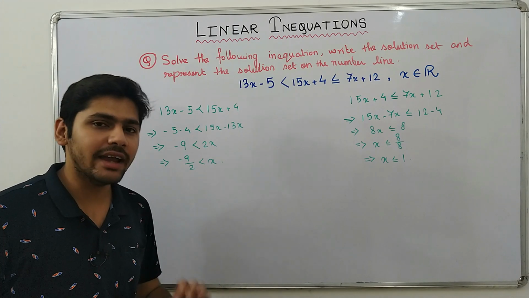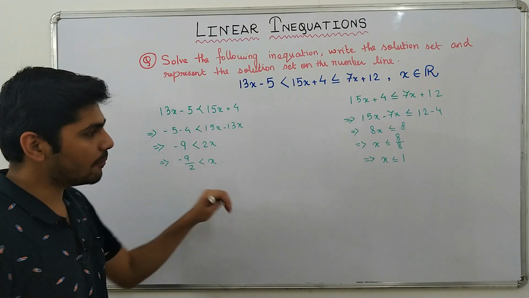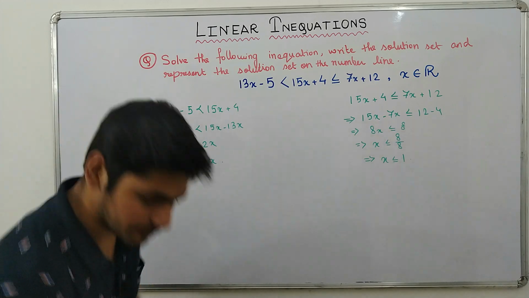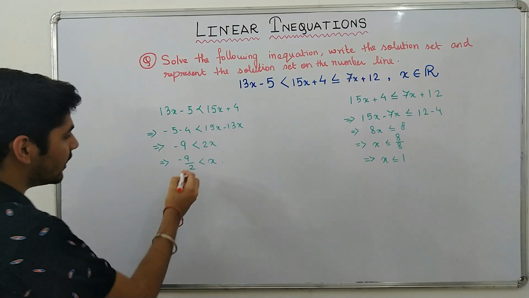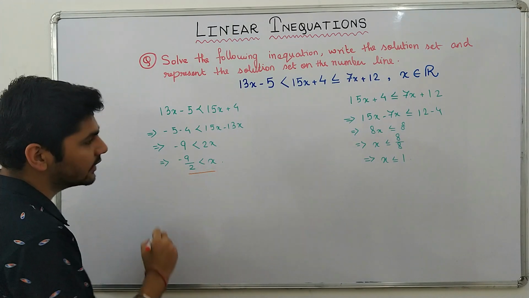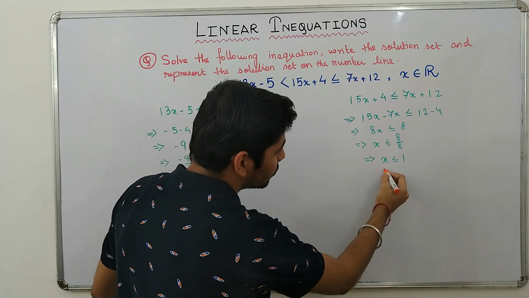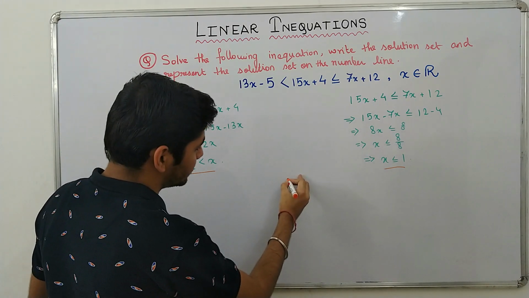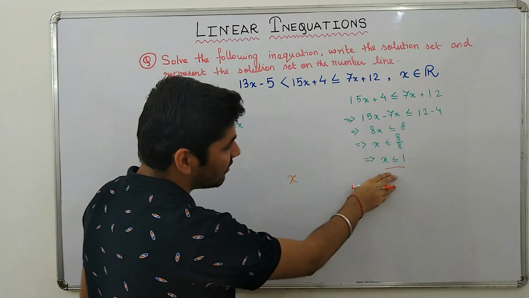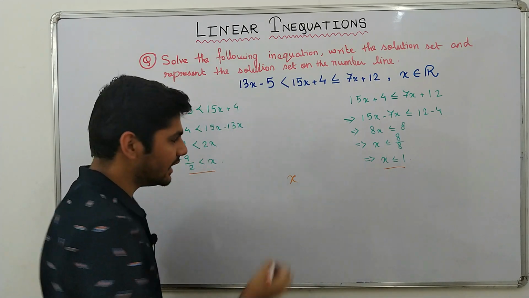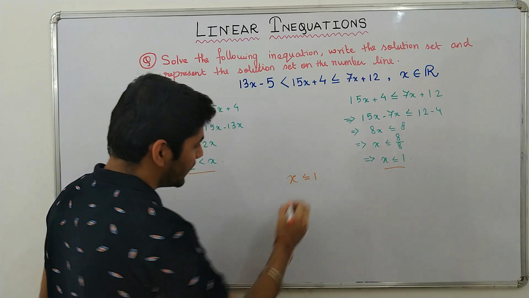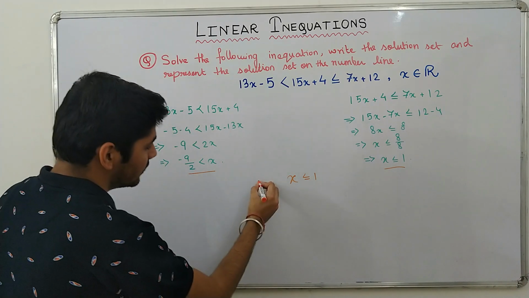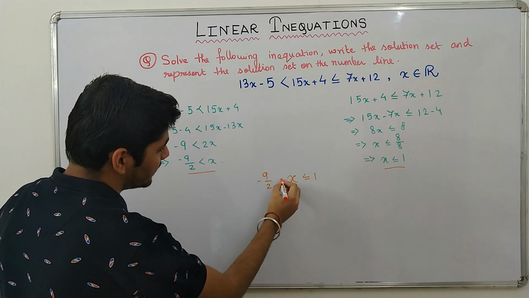Now how to combine both the solutions? We will just combine both the solutions and we will get the final solution. But how to do that? Over here, minus 9 by 2 is less than x, and over here x is less than equal to 1. So first I will write x in between. So x. Now over here we have x less than equal to 1. I'll simply write that x less than equal to 1. And over here we have minus 9 by 2 is less than x. So I'll write that. So minus 9 by 2 is less than x.